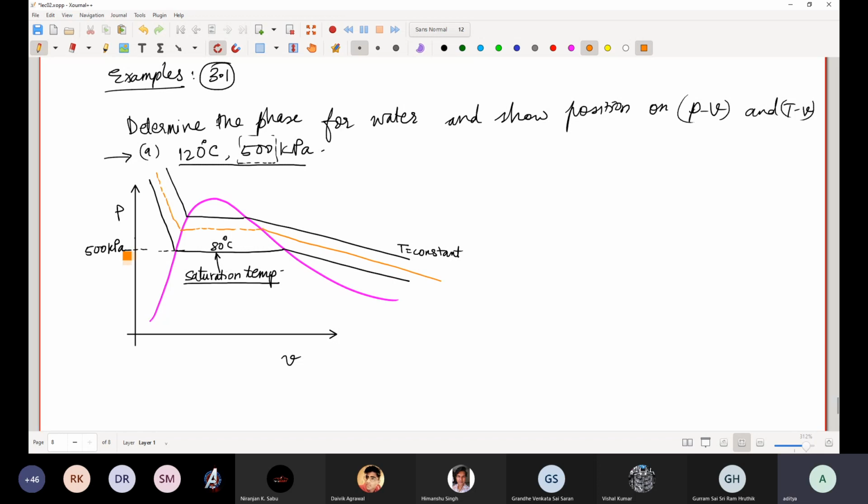So at 500 kilopascal, if I draw a horizontal line, this intersection would be the point where the pressure is 500 kilopascal and the temperature is 120 degrees Celsius. Is the logic clear? How to figure out where the point is going to be? Yes, this is just a hypothetical situation. I don't know exactly where the point is. I'm just telling you the logic, how to go about it.